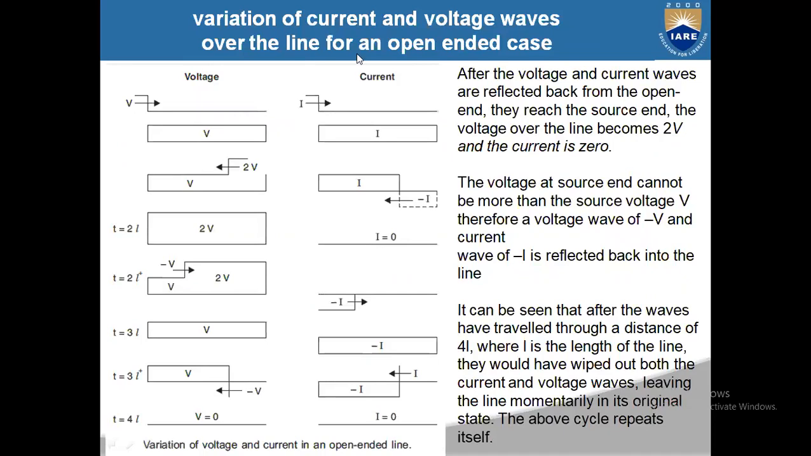If you observe the voltage and current relations for a line for the open-ended case, you can understand from this diagram. Initially, the voltage wave V and current I are the incident waves. You have one transmission line, one switch, and the end is open circuited. Let us assume L is the total length. Whenever you close the switch, this voltage wave and current start traveling from the source end. So V and I are the incident waves.